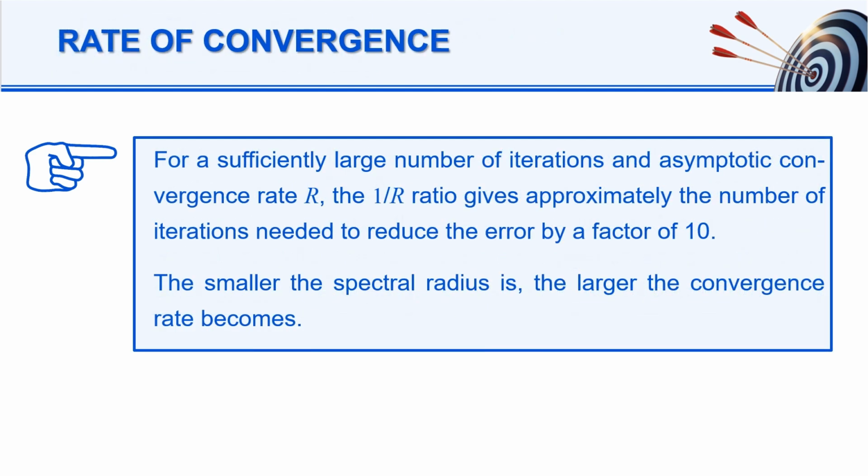For a sufficiently large number of iterations and asymptotic convergence rate, the 1/r ratio gives approximately the number of iterations needed to reduce the error by a factor of 10. The smaller the spectral radius is, the larger the convergence rate becomes. The number of iterations to reduce the error by more than an order of magnitude is found by 1/r.